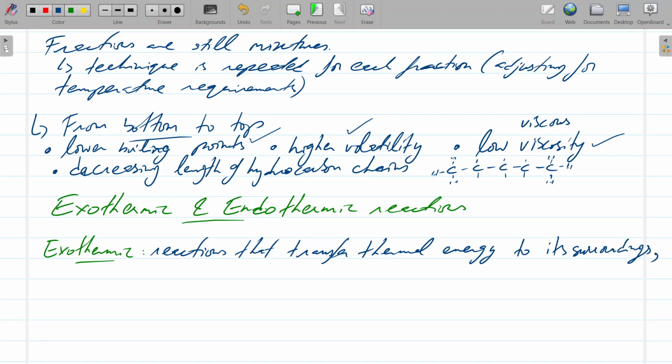So reactions that transfer thermal energy to its surroundings, leading to an increase in temperature. An increase in temperature of what? Of the surroundings.